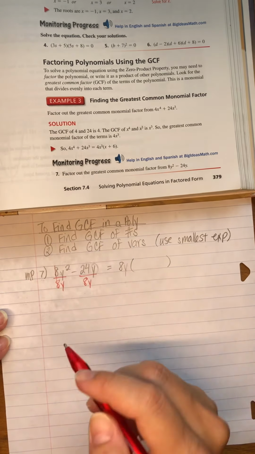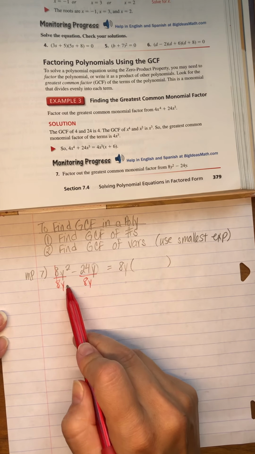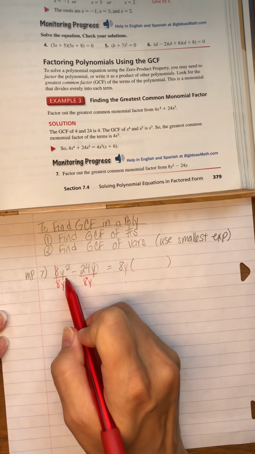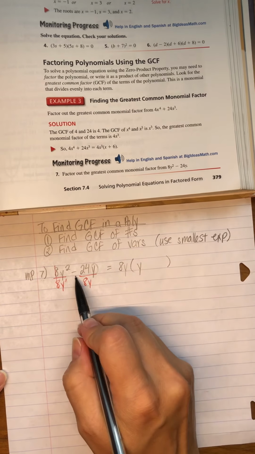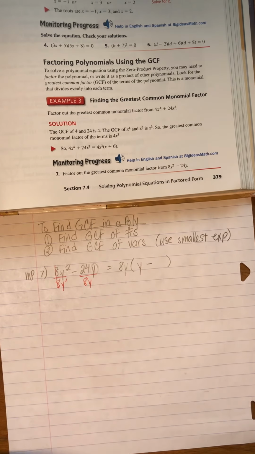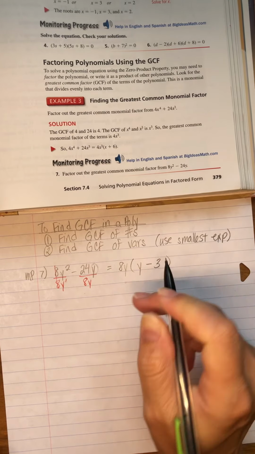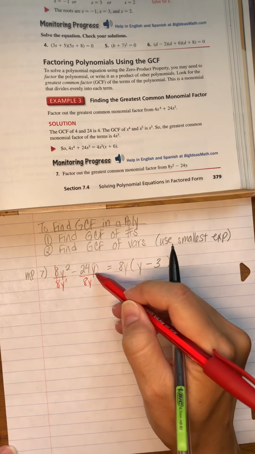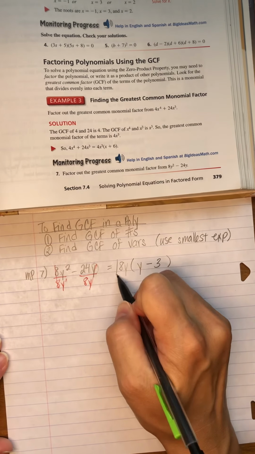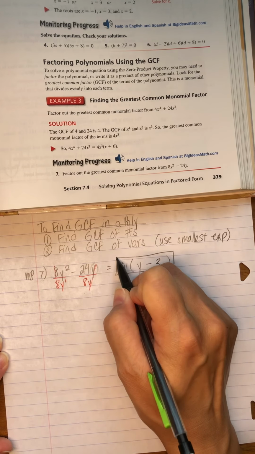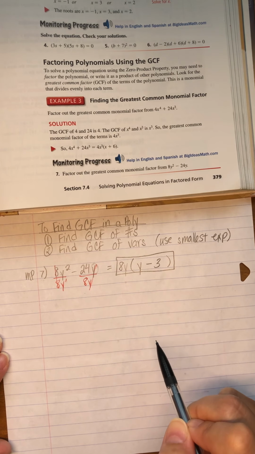Well, these 8's cancel out, and then y squared divided by y, remember you subtract the exponents, this would be y to the first, so this would just be y. Keep the minus sign in the middle. 24 divided by 8 would be 3, and then y divided by y, these y's cancel out, so just 3. So this would be our factored form, 8y times the quantity of y minus 3.